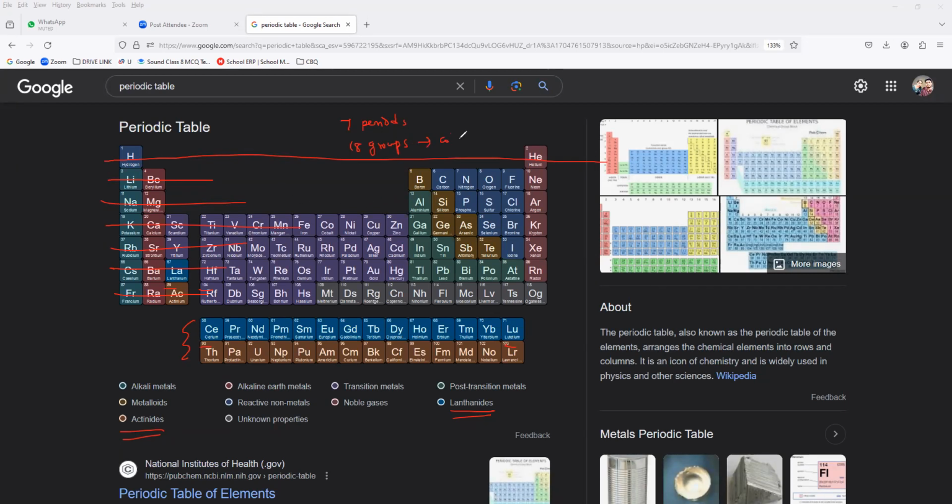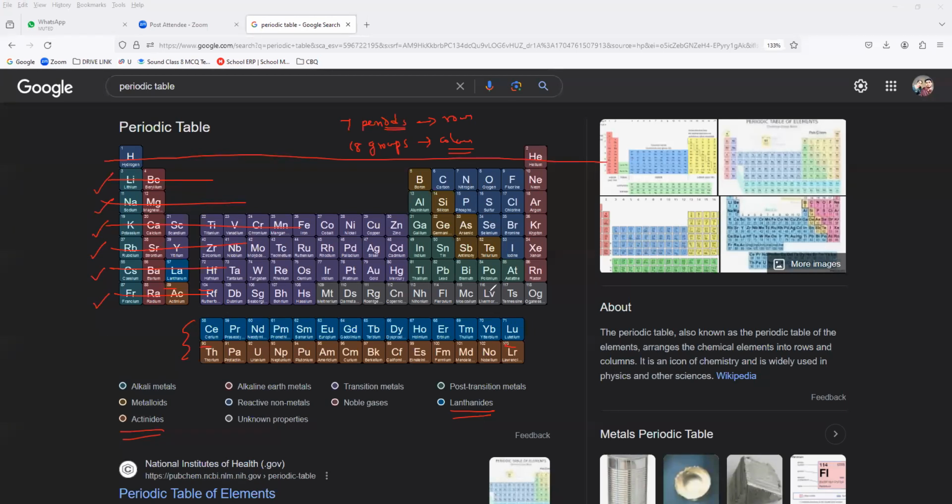Groups we used to say columns, rows we used to say. So we have 7 rows, meaning 7 periods, and 18 groups in our periodic table. In this, the most reactive ones, if all of you have noticed, are lithium, sodium, potassium, rubidium, cesium, and francium.